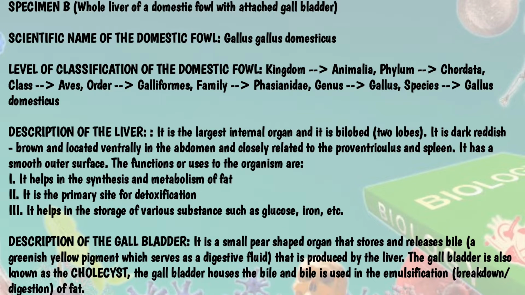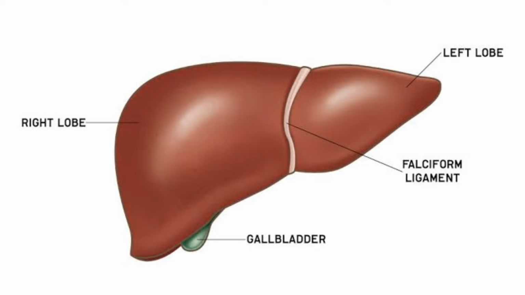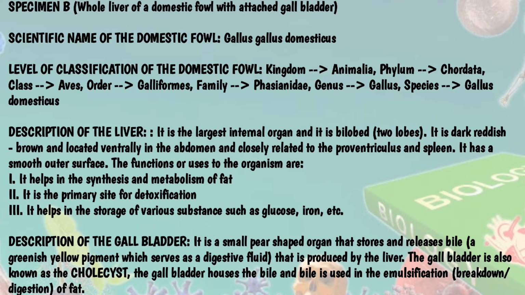So moving on, specimen B is the liver of a domestic fowl with an attached gallbladder, and the scientific name for the domestic fowl is Gallus domesticus. Remember, this name should be underlined separately, and there are levels of classification for the domestic fowl which you should know. Then moving on to the description. The liver is the largest internal organ, just like in most other organisms, and it is bilobed. Bilobed in the sense that it has two lobes, just like you can see on the screen.